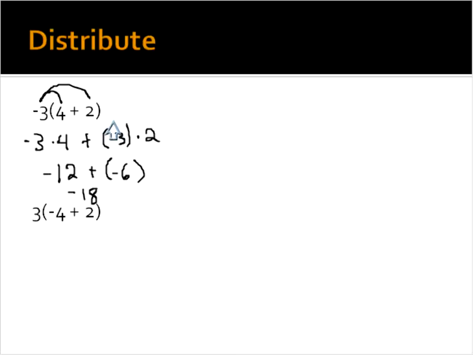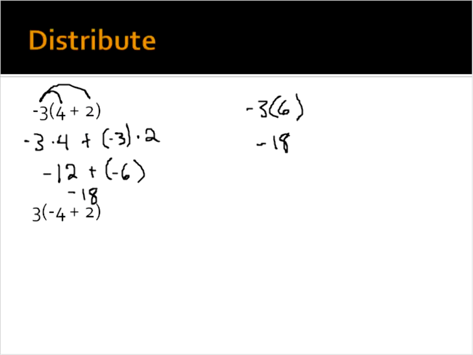If you want to test and see whether this is right or not, what we can do is actually take the numbers inside the parentheses and solve that first. So we'd have -3 times (4 plus 2). 4 plus 2 is 6. -3 times 6 is -18. You see? So we've shown that you can use the distributive property. Usually you use it more when you have variables on the inside, but you can use it when you have numbers, just like this.